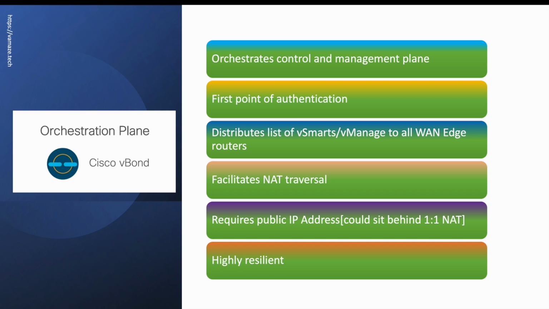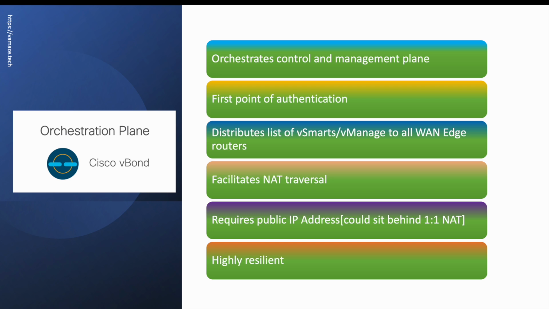Let's go through the next component in the SD-WAN solution, which is Cisco vBond. As I said before, Cisco vBond works in the orchestration plane. The vBond controller is largely responsible for the zero-touch provisioning process as well as first-line authentication, control and management information distribution, and facilitating network address translation traversal.